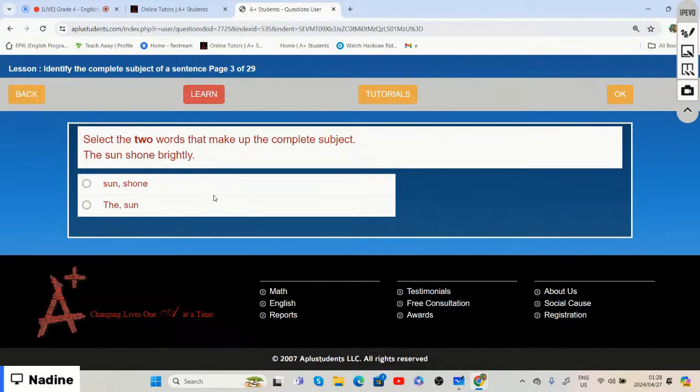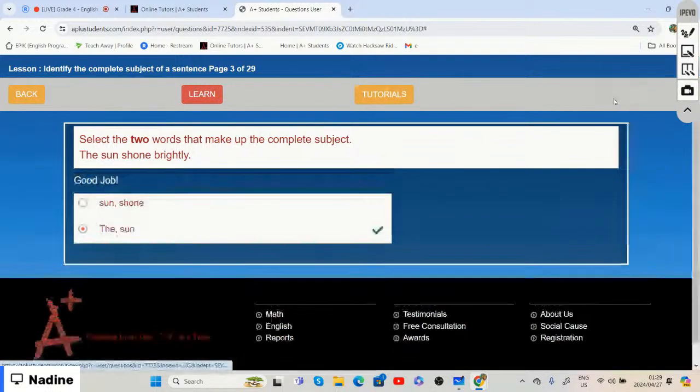All right, then if we select the correct words, it will be the sun, right? That's our two words that make up a complete subject. So the sun. So well done.